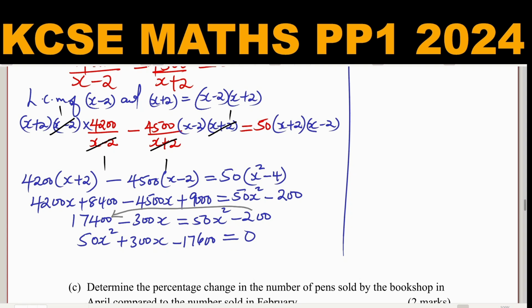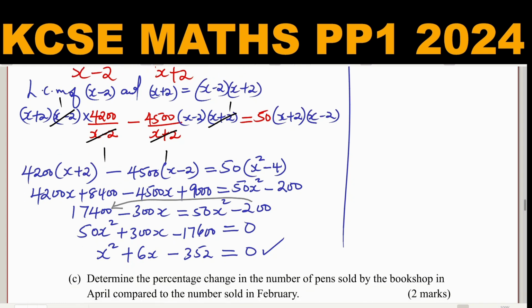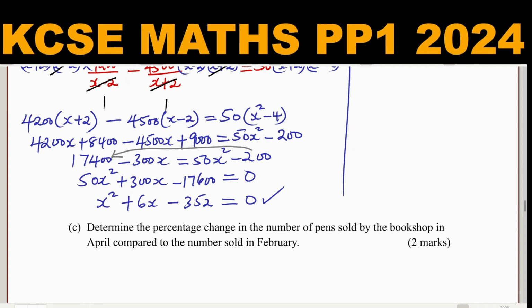17,400 plus 200. Now if you divide all through by 50, you will have x squared plus 6x, and then 17,600 divided by 50 will give 352, is equal to 0. Now we have simplified that, and now it is easier for us to solve this quadratic equation when it is like this.